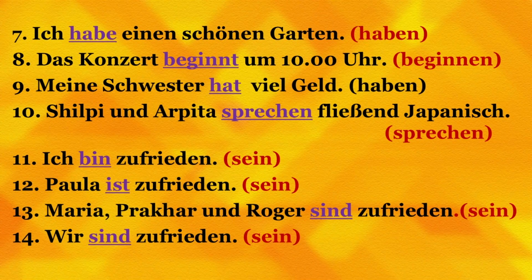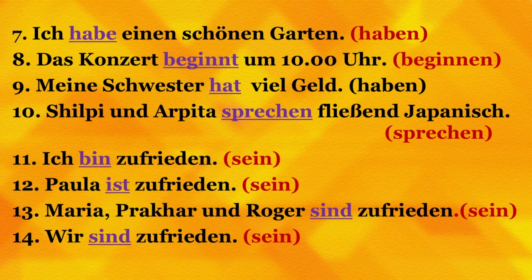Therefore, coming back to the sentence, that is Maria, Prakhar und Roger sind zufrieden. Please note, because we have the plural case here, 3 people, Maria, Prakhar und Roger, we use the plural case, that is sind. Maria, Prakhar und Roger sind zufrieden. That means Maria, Prakhar and Roger are satisfied. Let's see the last sentence.